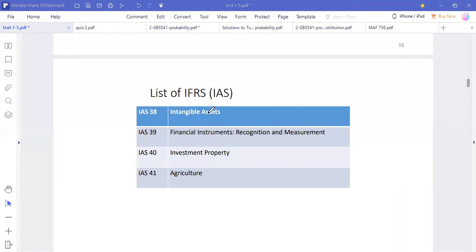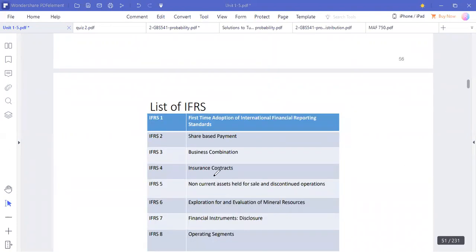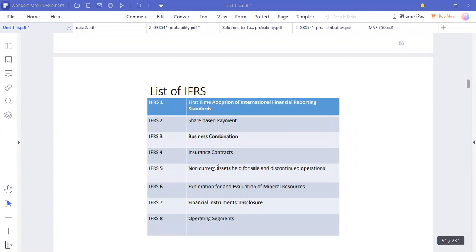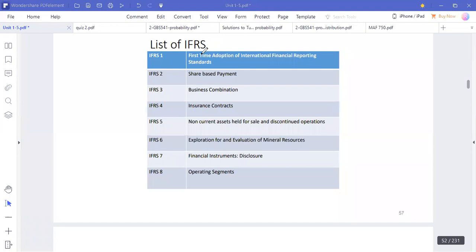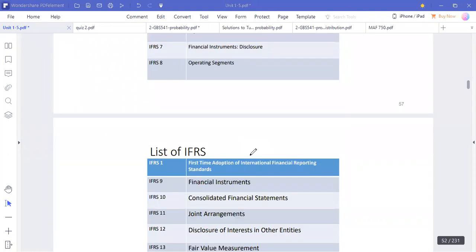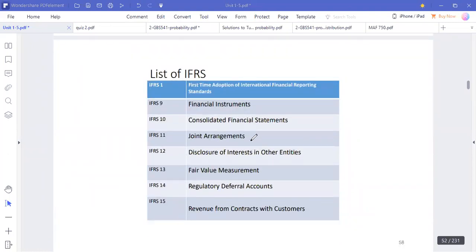Okay, so we also have intangible assets. 39 looks at the financial instrument. 40 looks at investment property, and 41 looks at agriculture. So we also have IFRS 1 to 8. These ones just need to know the list of these standards that govern each of these components. Insurance contracts, exploration of mineral resources, IFRS 6, financial instruments disclosure, operating segments. I will not explain each of these in depth, but just to have an idea that we have all these reporting standards.